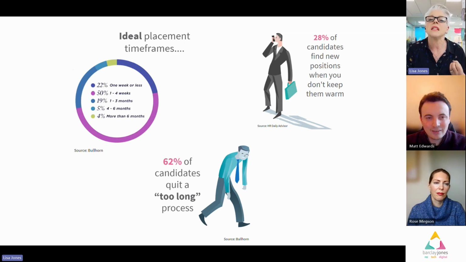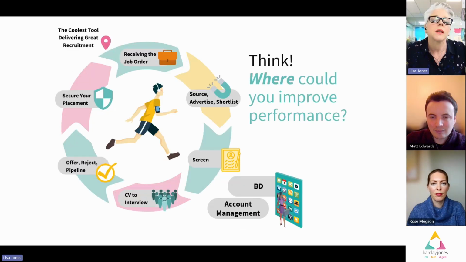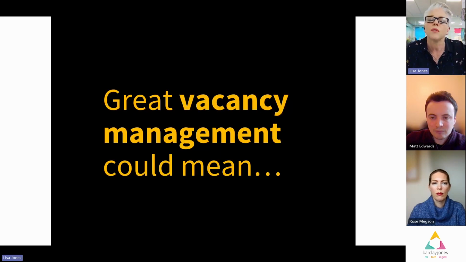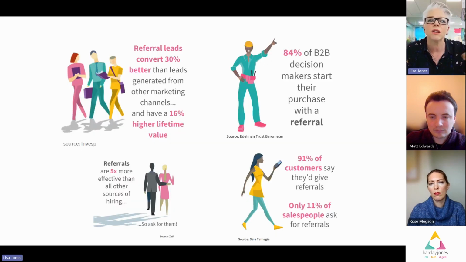But we know that candidates need managing. We know that we need to actively manage them. The minute you put a candidate and client in a room on their own without you, big risk to the process. So how can you use Bullhorn to stay in control? Okay, so think about your recruitment life cycle. Think about where you want to become more effective. Think about the stuff that Rose and Matt are going to show you today, because if you get really good at vacancy management, you can then start making more money.